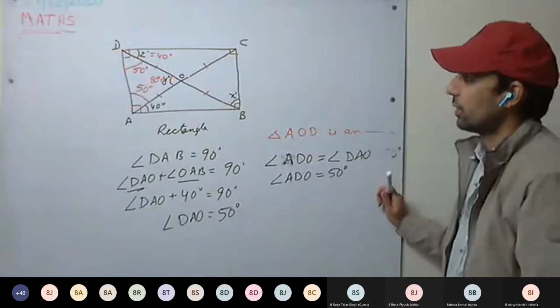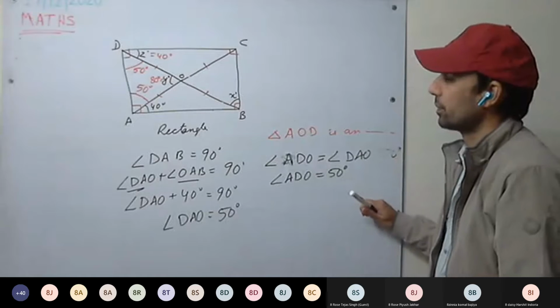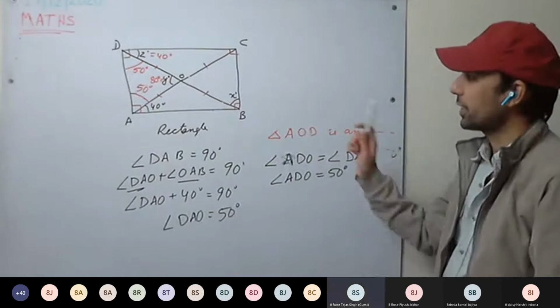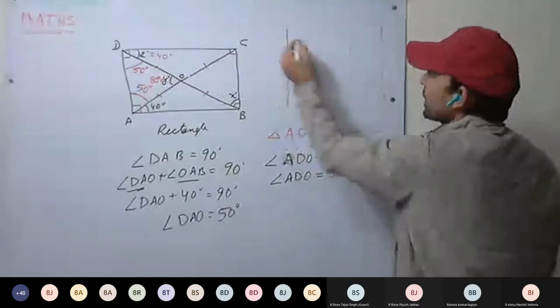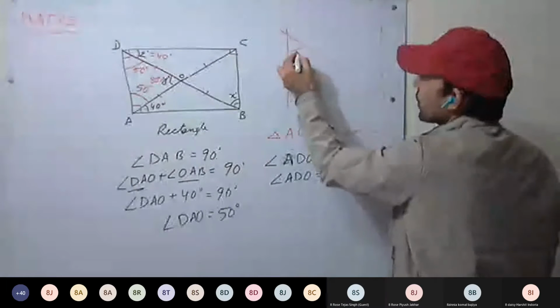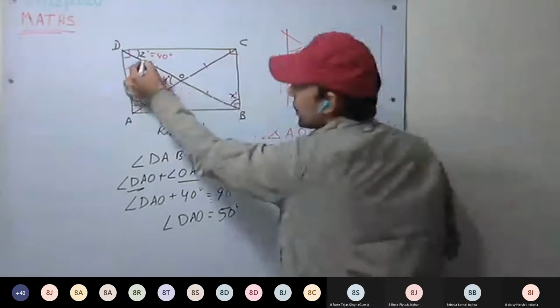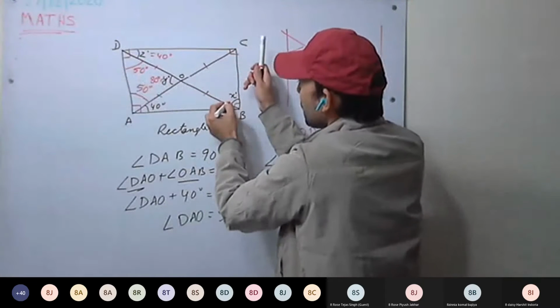Now, how can we calculate X? Many ways are there. One way, you can see this side, this side, this side. This is 50 degrees. This will be how much? X degrees. This is 50 degrees. These two are parallel.